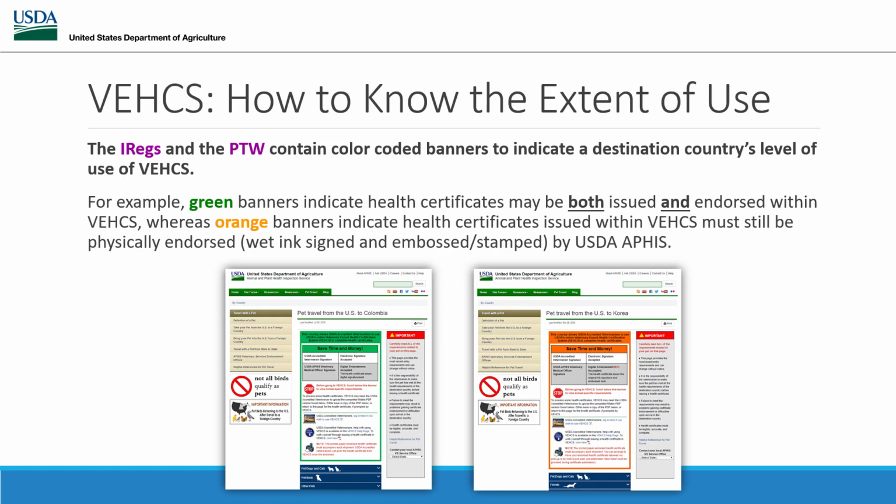To determine the extent to which VEHCS can be used, check the IRegs or PTW page for the country your patient is traveling to. At the top of each country page is a color-coded banner that indicates that country's level of acceptance. For example, this green banner indicates that this country allows both you to electronically submit and USDA APHIS to digitally endorse health certificates in VEHCS for all animals, whereas this orange banner tells you that you may electronically issue the health certificate in VEHCS, but USDA APHIS will still have to print the health certificate from VEHCS to physically endorse it.